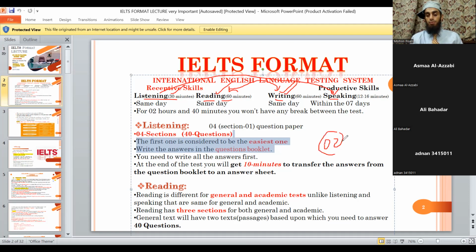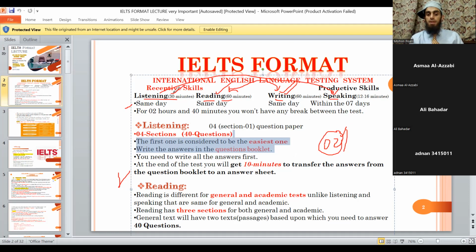Those who need the format lecture, I will share the recording, right? Because today we are going to discuss some speaking topics and speaking discussion. Right now, I just wish to discuss the format with you to make it clear. Sometimes students even face difficulties in getting the exact format, right?